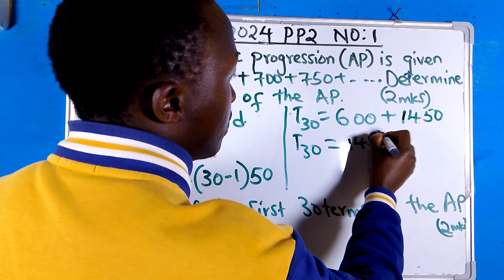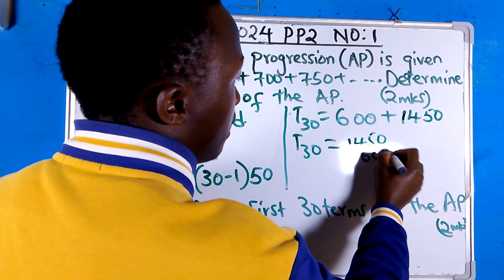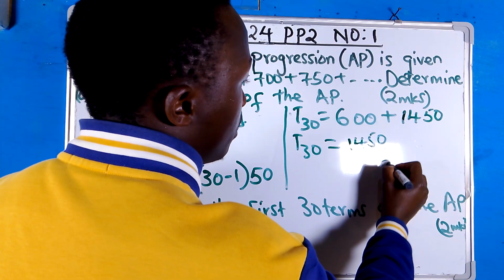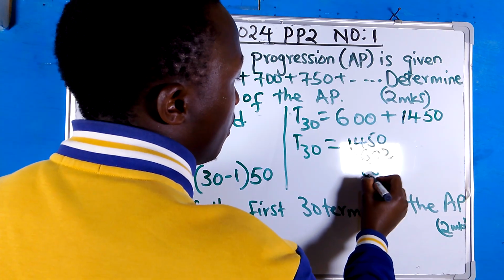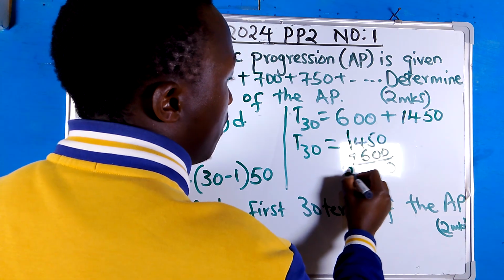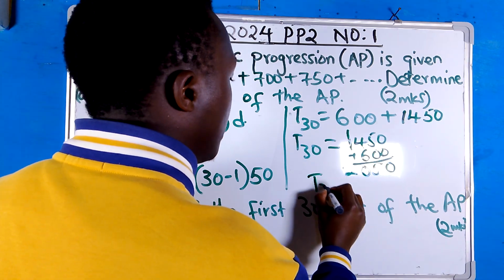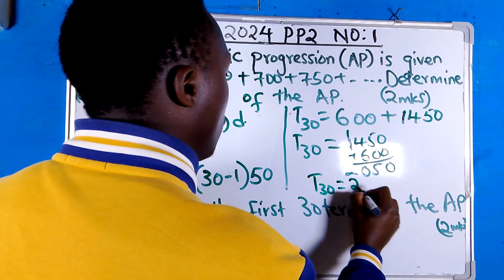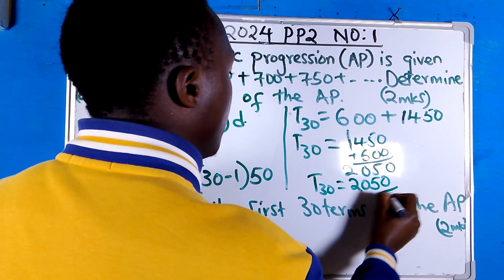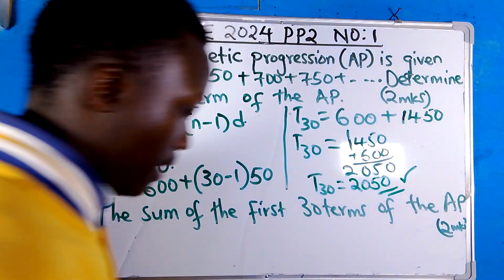That will give us, adding 600 and 1450, 2050. So our 30th term will be equivalent to 2050. That is our 30th term.